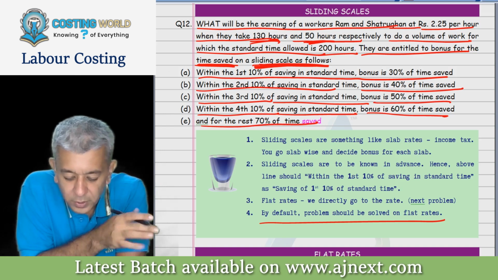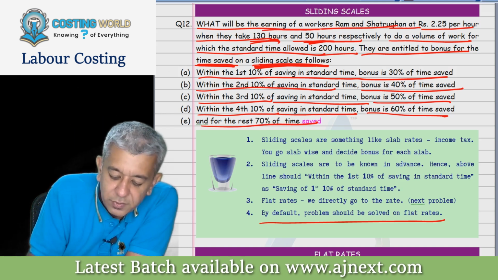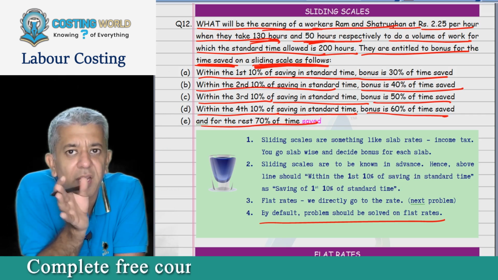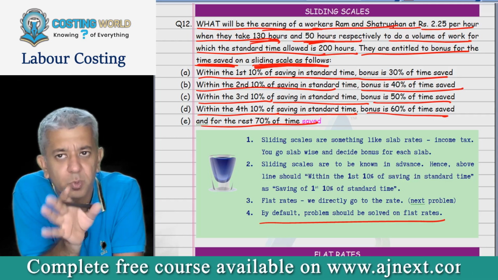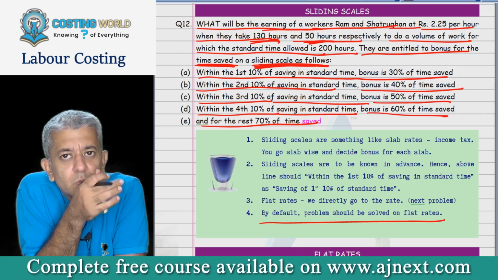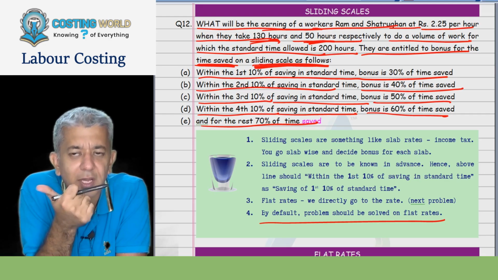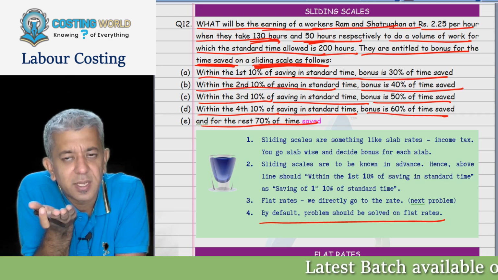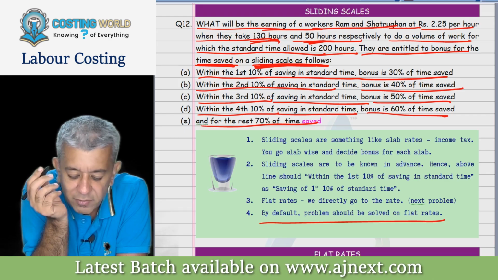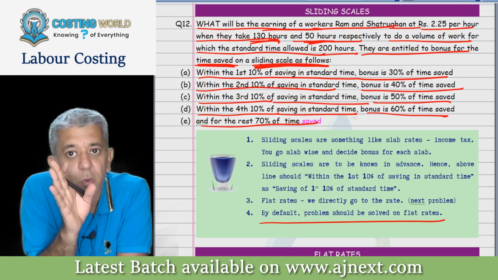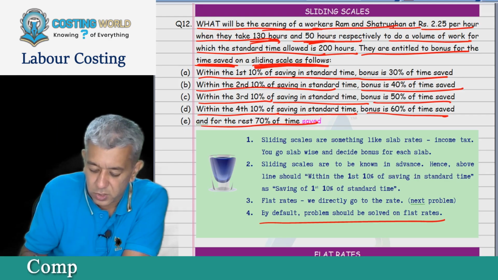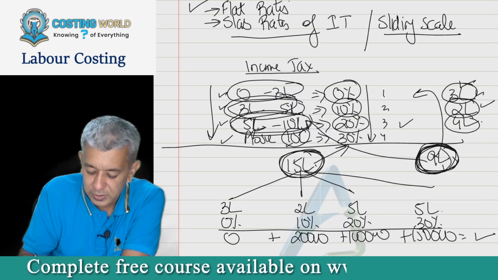What do you have to be doing? It is written, what will be the earnings of the worker. Can we say workers will be getting paid for basic wages and for the bonus? So let's pay them for the basic wages first, then let's start computing bonus. I am doing everything of Ram first. You are going to be doing everything of Shatrughan next. So write down please.